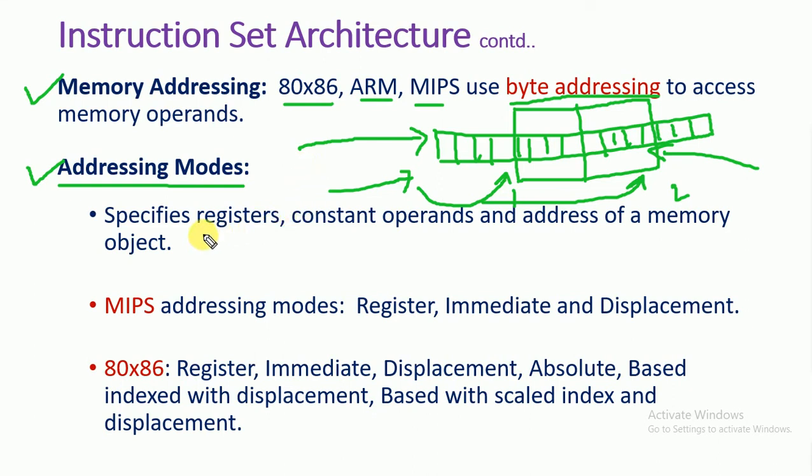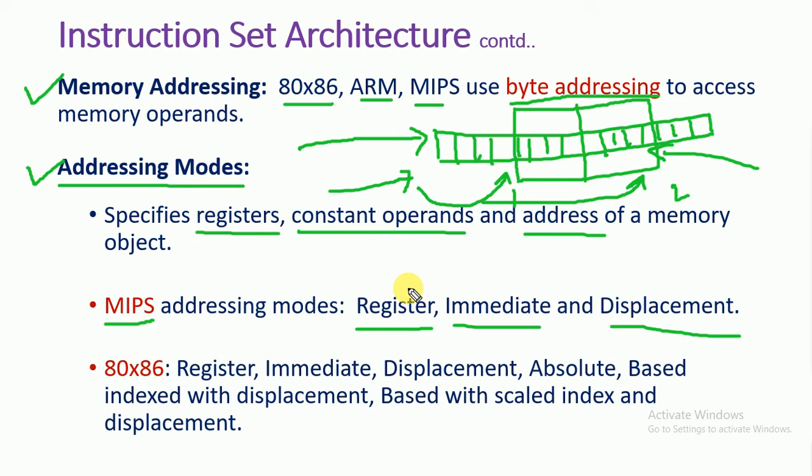In the addressing modes, sometimes we specify various registers, sometimes we mention constants like immediate values, or sometimes we refer to the address of memory. So within the instruction we need to specify either registers, constants, or the memory address. Now some examples taken from the MIPS architecture. The various addressing modes used are register addressing mode, immediate addressing mode, and displacement addressing mode.